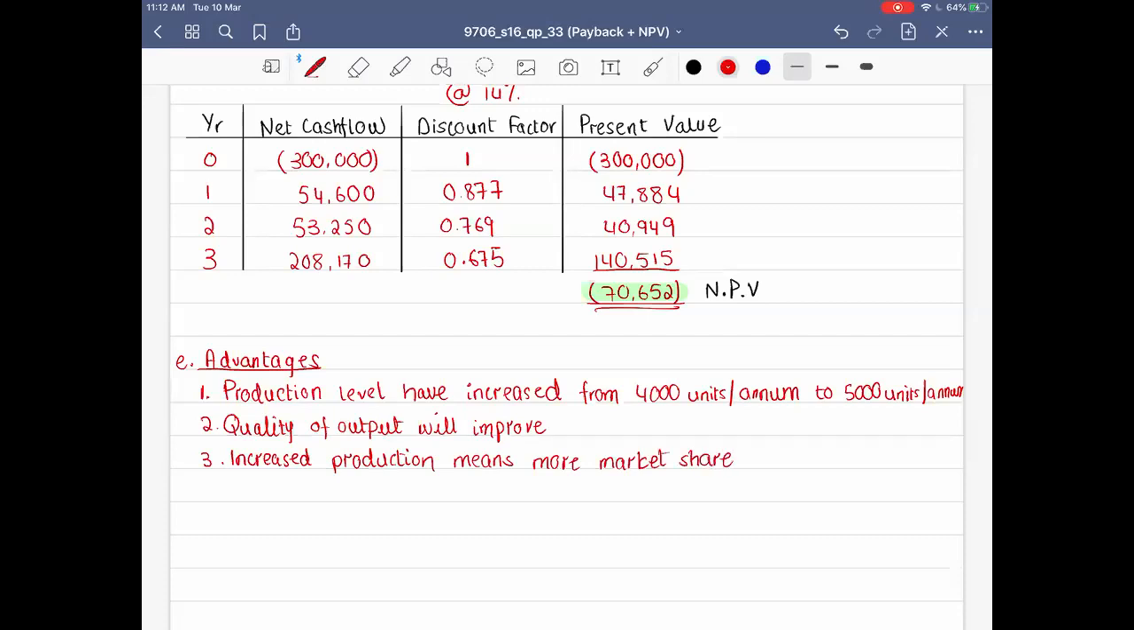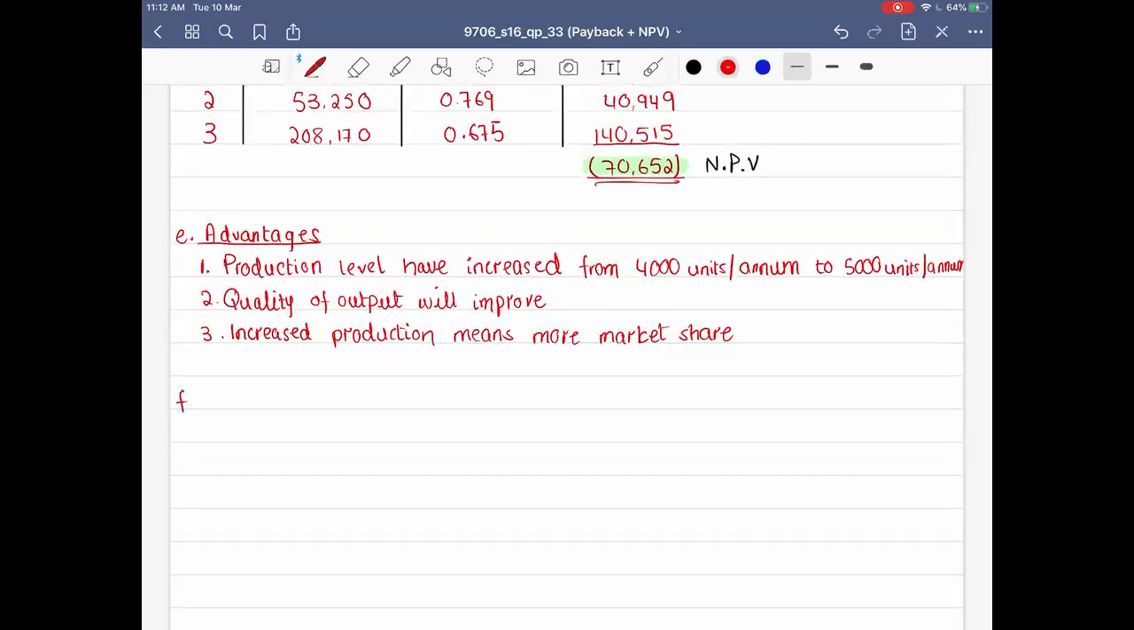Next, recommend whether or not the managers of Atom Limited should purchase the replacement machine. तो एनपीवी भी नेगेटिव है, 3 years की लाइफ में पेबैक जो है वो 2 years and 336 days के ऊपर हो रहा है, राइट? तो हम क्या लिखेंगे? The managers should not go ahead with the purchase of this machine.